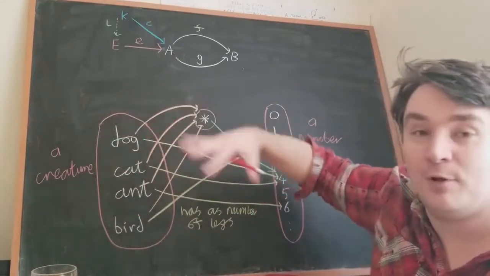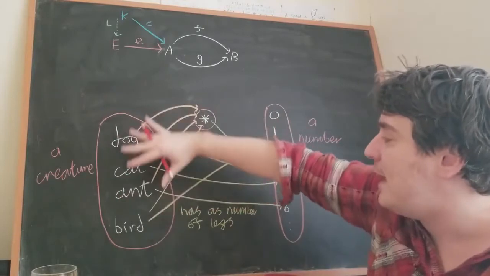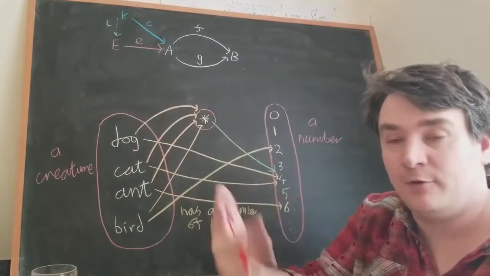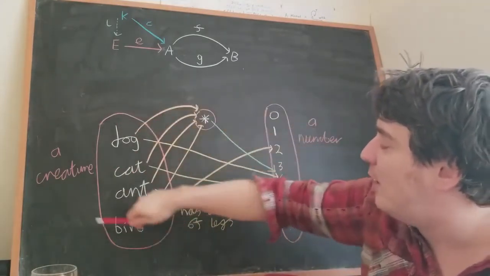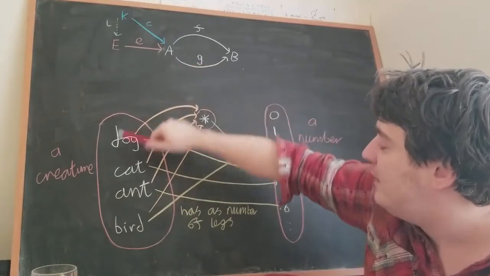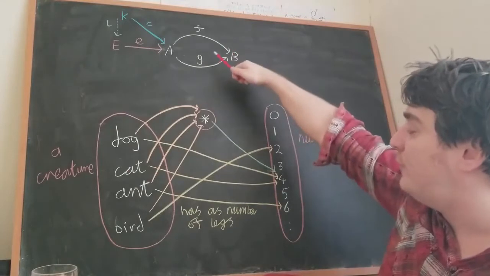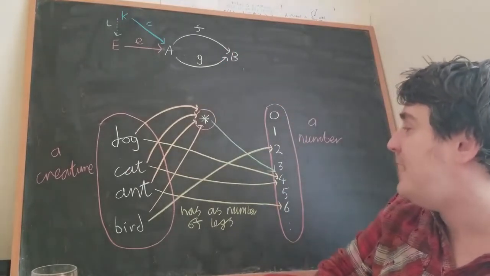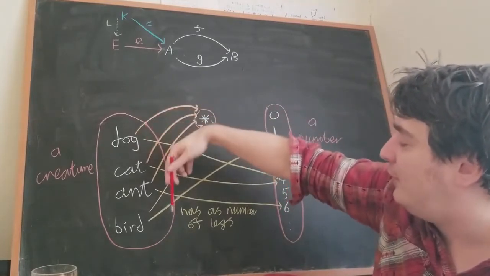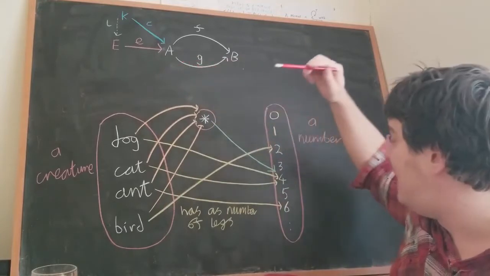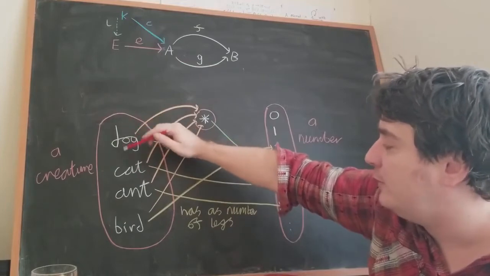I'll talk about what equalizers are more generally momentarily, but let me try and lay some groundwork talking about sets. The equalizer we can think of as the set of elements from this set A such that doing F on that element gives the same result as doing G on that element. So in this case, dogs and cats are the only creatures on this list which have 4 legs. So this will be the subset holding the dogs and the cats.